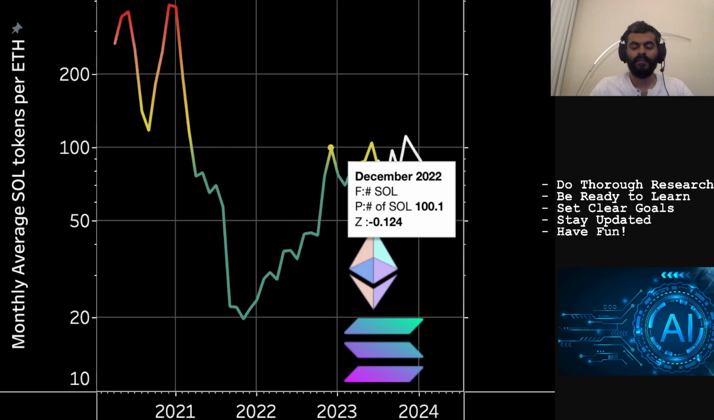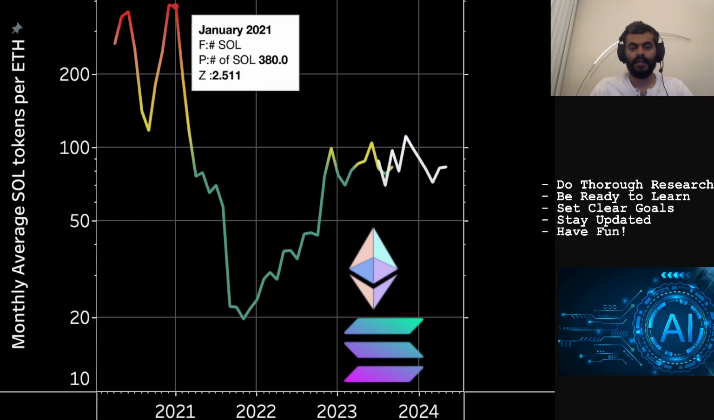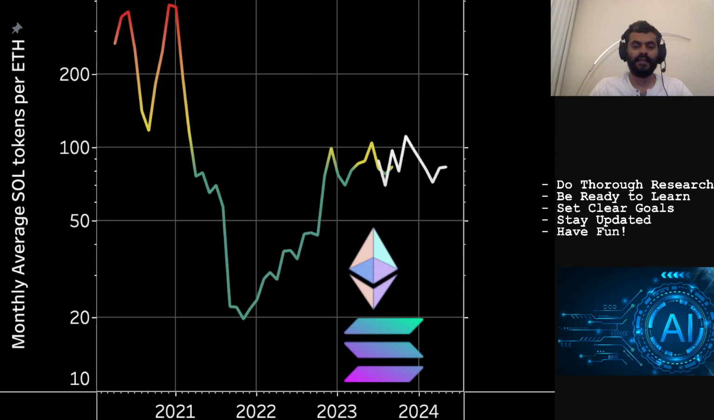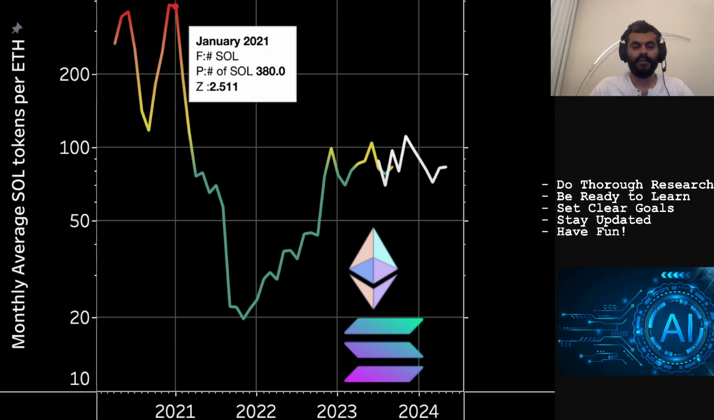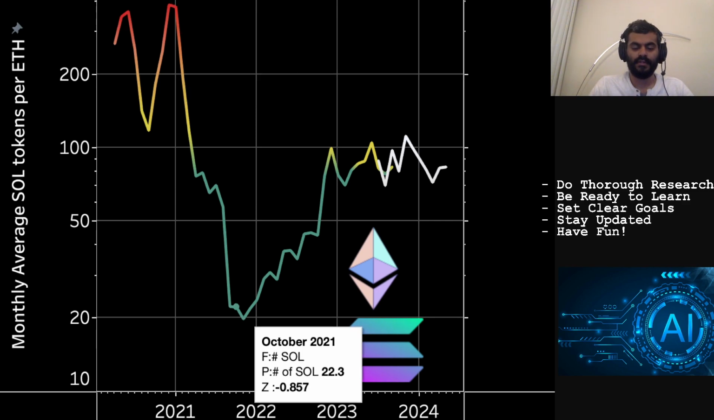and these color codes are assigned by calculating the z-score, which is a metric of how far a monthly price, or monthly number of SOL tokens in this case, is away from the average for the entire time series in terms of standard deviation. So for example, in January 2021, with the number of SOL per ETH at 380, that valuation was 2.5 standard deviations away from the mean, and that was kind of the peak. Similarly, at the opposite end the z-score is negative 0.85, that is 0.85 standard deviations to the downside.